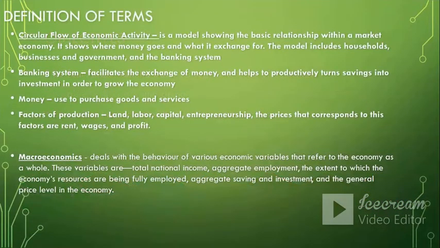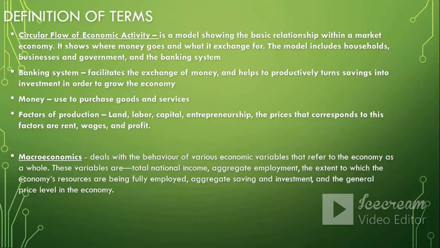So for the definition of terms, circular flow of economic activity is defined as a model showing the basic relationship within a market economy. It shows where the money goes and what it is exchanged for. The model includes the household, business, government, the banking system, and of course the foreign exchange. The banking system facilitates the exchange of money and helps to productively turn savings into investment in order to grow the economy. Of course, the money is used to purchase goods and services and the factors of production.